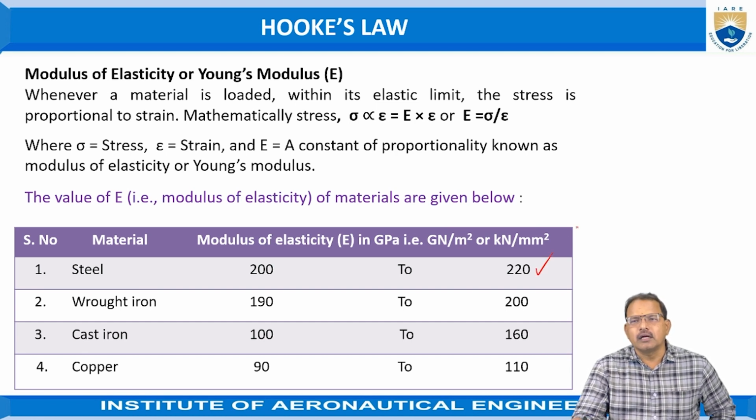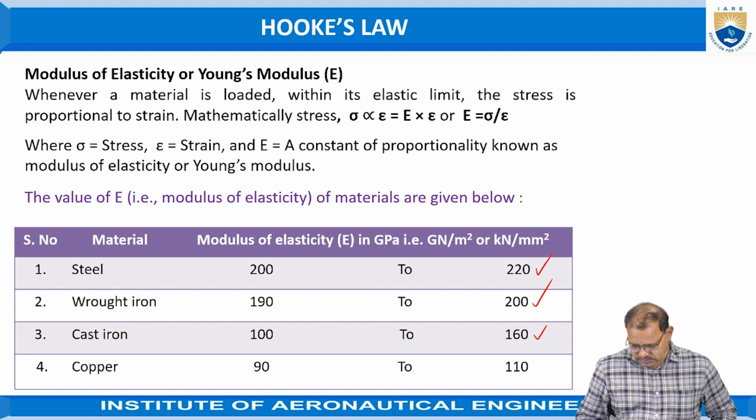Similarly, for wrought iron the value is 192 to 200, cast iron 100 to 160, and copper lies between 90 to 110 gigapascal.